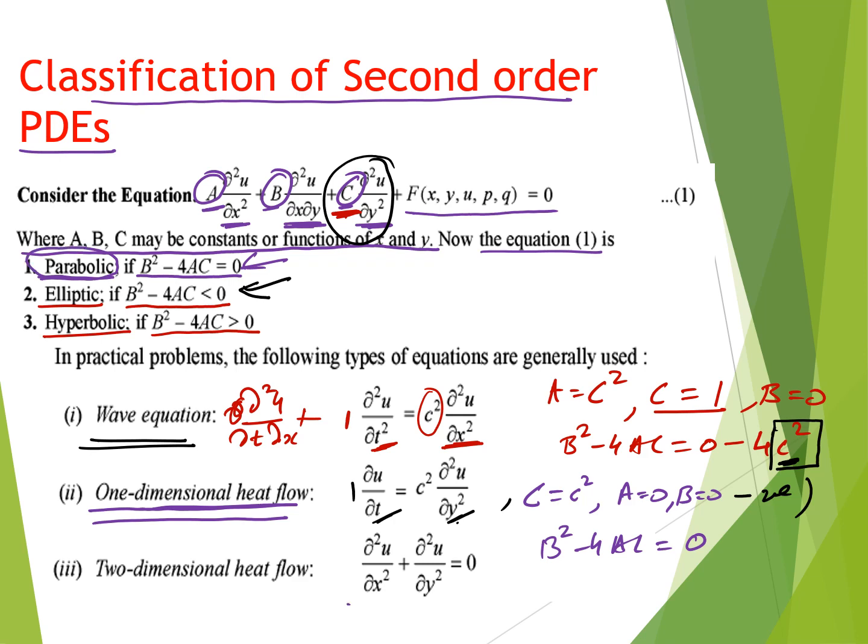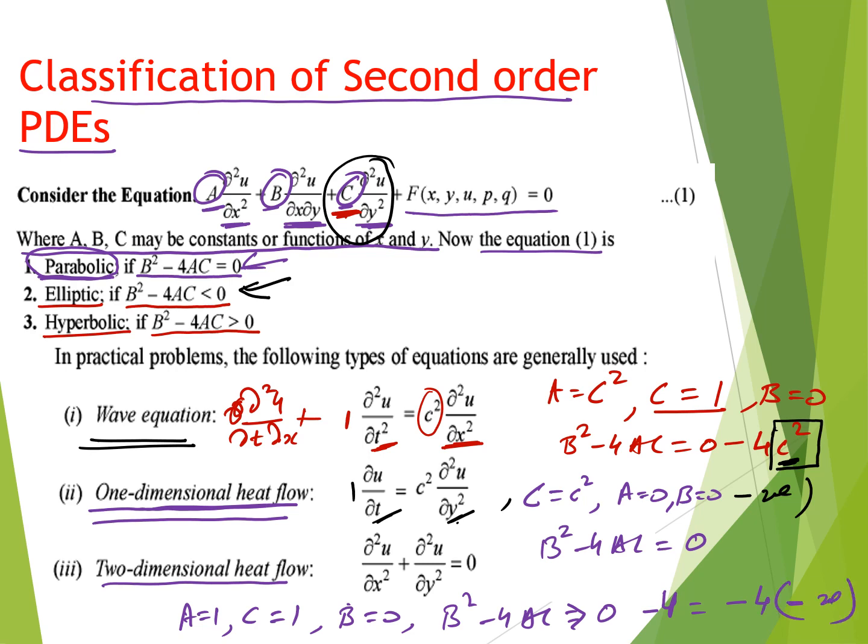Similarly, you have to calculate for the 2D heat equation. The value of capital A is 1, the value of capital C is 1, and the value of capital B is 0. By using b square minus 4ac, we get 0 minus 1, that will be minus 1, with minus 4, that will be minus 4. So it is again a negative value. For a negative value, the 2D heat equation is elliptic. So these are the ways to find out the classification.